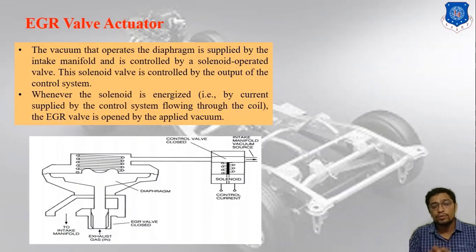So how does the EGR valve work? The vacuum that operates the diaphragm is supplied by the intake manifold and is controlled by a solenoid operated valve. On the right side you can find the solenoid operated valve. This solenoid valve is controlled by the output of a control system. Whenever the solenoid is energized, that is, whenever the solenoid is getting current supply from the control system flowing through the coil, the EGR valve is opened by the applied vacuum. So this is the fundamental of the EGR valve actuator. Move forward to the next slide.